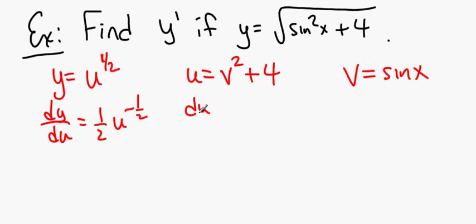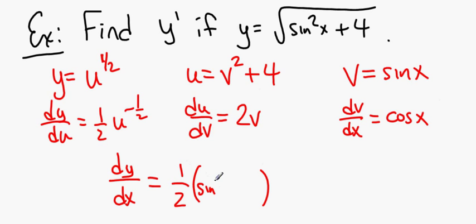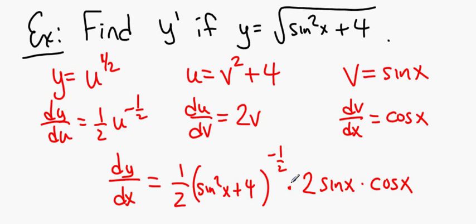And so I find the derivative of u with respect to v, and I find the derivative of v with respect to x, and I say when I want the derivative of y with respect to x, I multiply this by this by this. 1/2 u to the negative 1/2 times 2v times cosine x. Now some people are going to simplify that, and that's fine. But that's the way we decompose these functions.